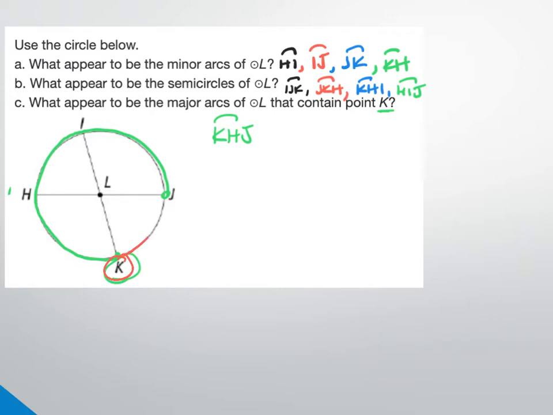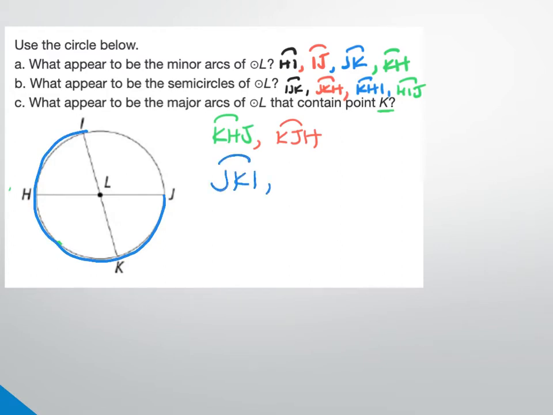I could go the other direction, start with K and go around this way, and it would be K, J, H. That's also a major arc. And it didn't say to start or stop with K, so it could just contain K. I could go, in a different color, J to K to I. That's a major arc. I could say I to K to H, that's a major arc. And if I start at H, I can go H to K to I. That's also a major arc.